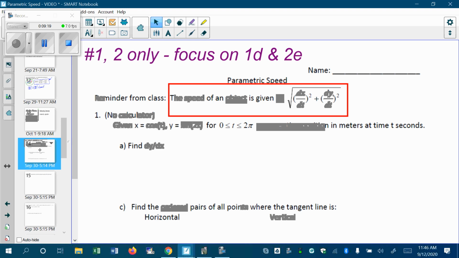All right. So today's lesson can be encapsulated by that red box that's on the screen right now. And I am going to, in particular, focus on just parts 1D and 1E big time. We'll do a little bit more than that, but 1D and 1E are the parts that are about speed. So I'm going to leave this up to you.